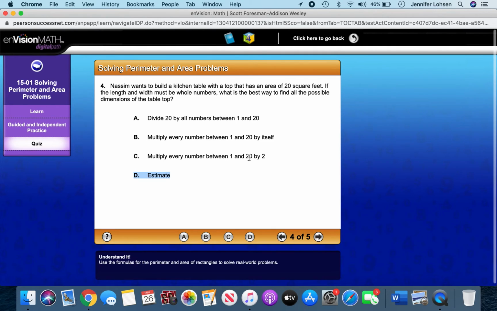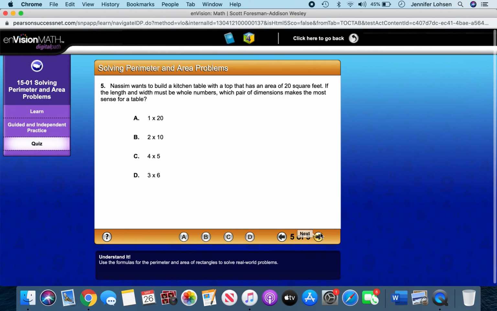Multiply every number between 1 and 20 by 2. That's basically telling me to do 1 times 2, 2 times 2, 3 times 2, 4 times 2, 5 times 2. Is that ever going to give me an area of 20? Maybe if I got to 10 times 2, but I don't know if that's the best way to find all the possible dimensions, so I'm going to say no to that one. The next one says multiply every number between 1 and 20 by itself. So 1 times 1, 2 times 2, 3 times 3. That's just not going to work either. The best choice here is going to be A, divide 20 by all numbers between 1 and 20. This is another way of working backwards to figure out all of the factors that can make 20. So 1 times 20, 10 times 2, 4 times 5. That would be the best option.